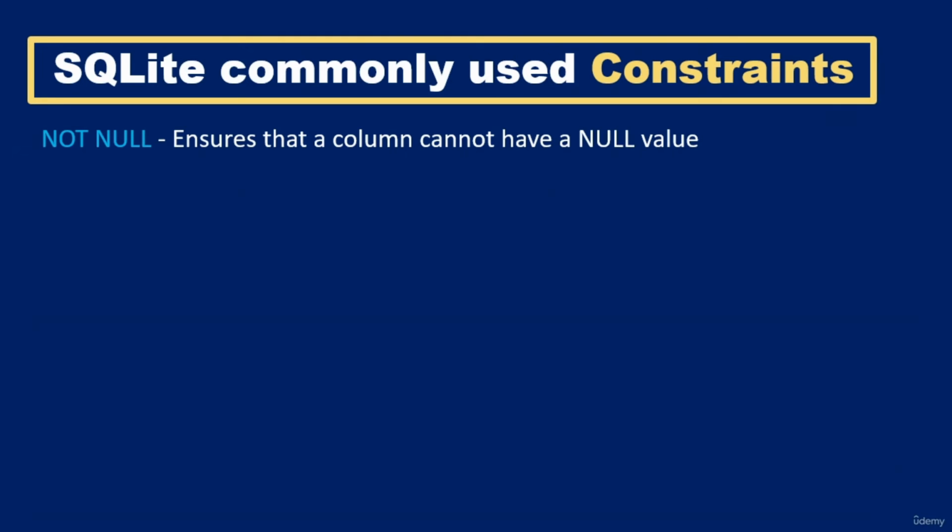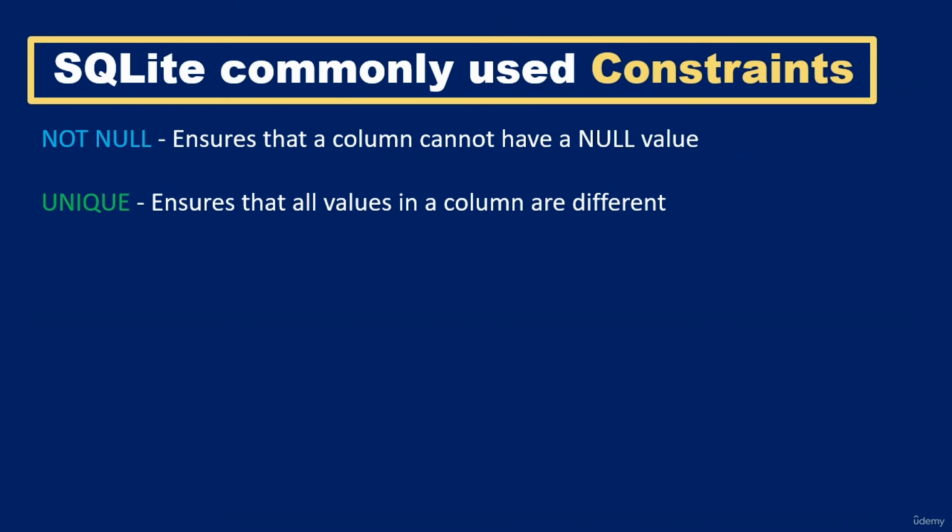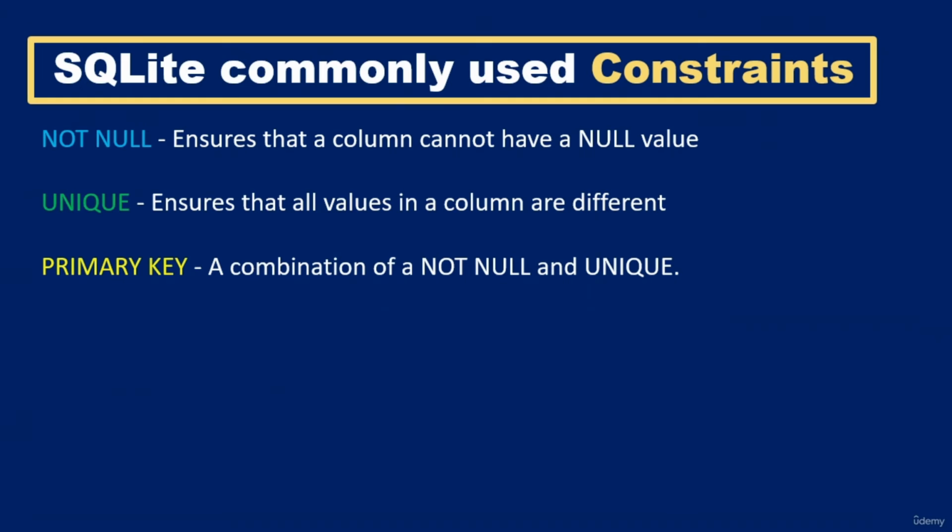Another constraint is called unique, which basically ensures that all the values in a column are different, so they have to be unique. Another constraint is called the primary key. The primary key, in a way, is a combination of the not null and the unique. This is because it uniquely identifies each row or record in a table. For example, a social security number has to be unique for everyone, and you can set a primary key constraint on a column to enforce that.